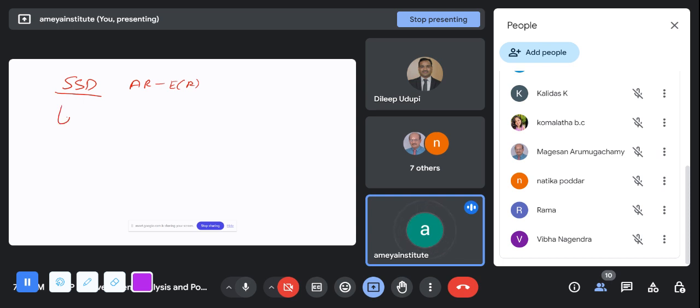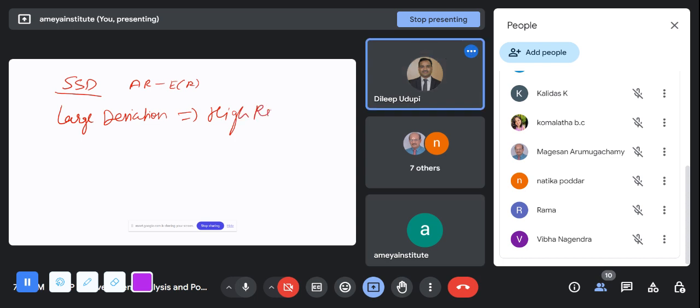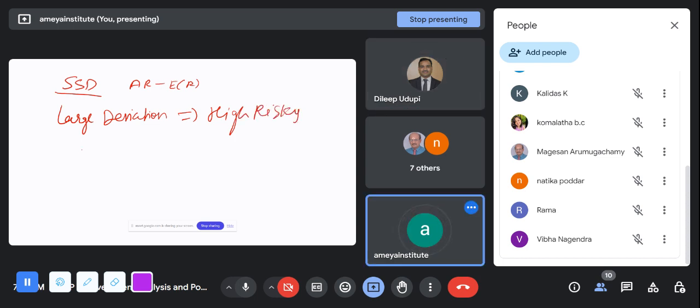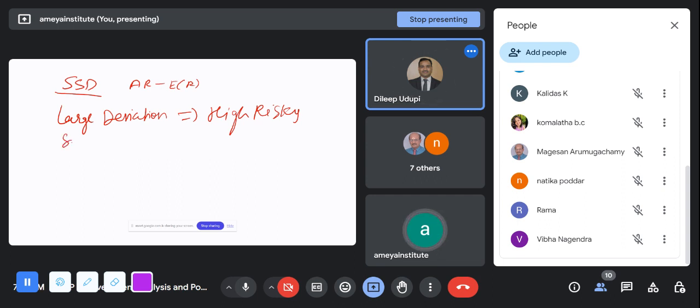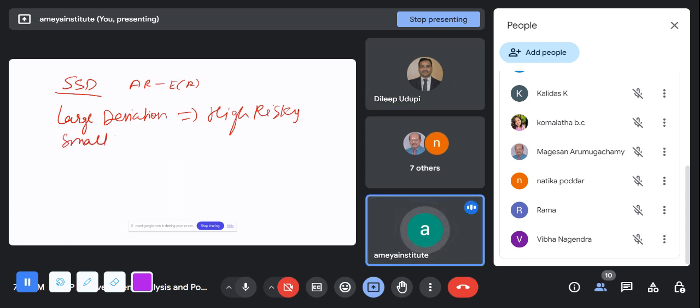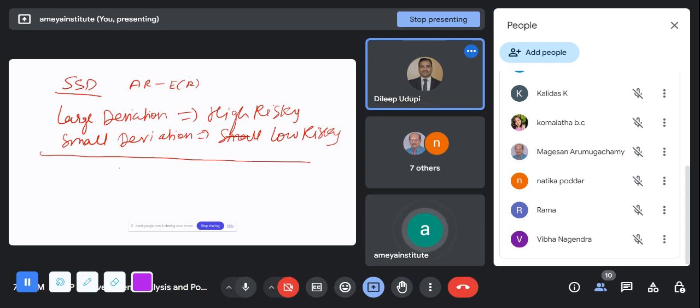Now you tell me, large deviation means what? The stock is treated as what? A risky stock. We can say that stock is very high risk. And deviation cannot always be large. It can be small deviation. If that deviation is small, we can say this is a low risk stock, right? Now what do we need to do with this deviation? We get the concept of what?